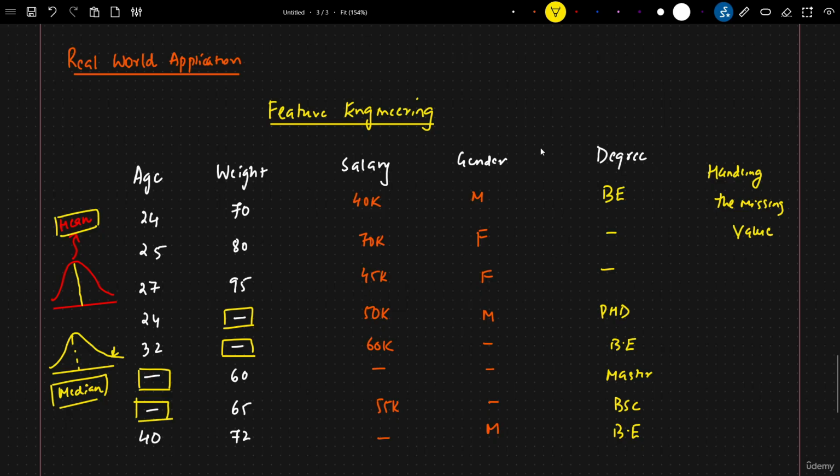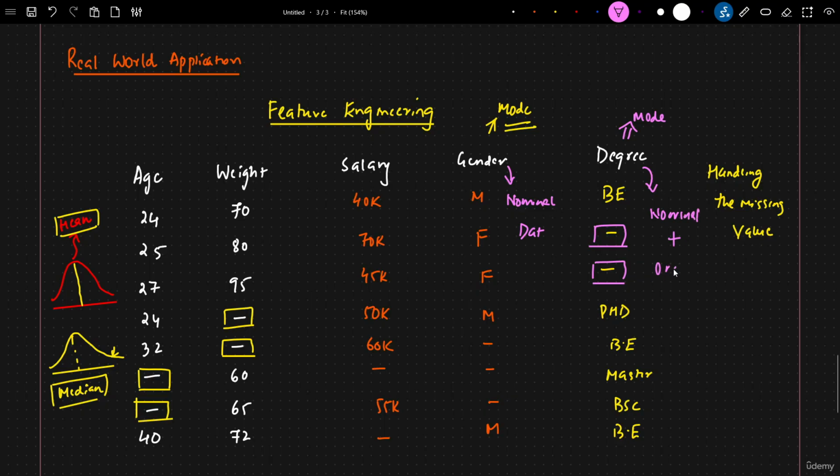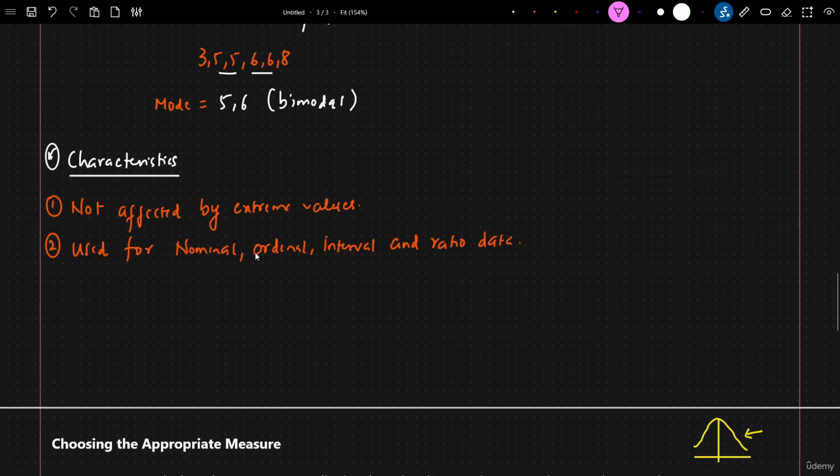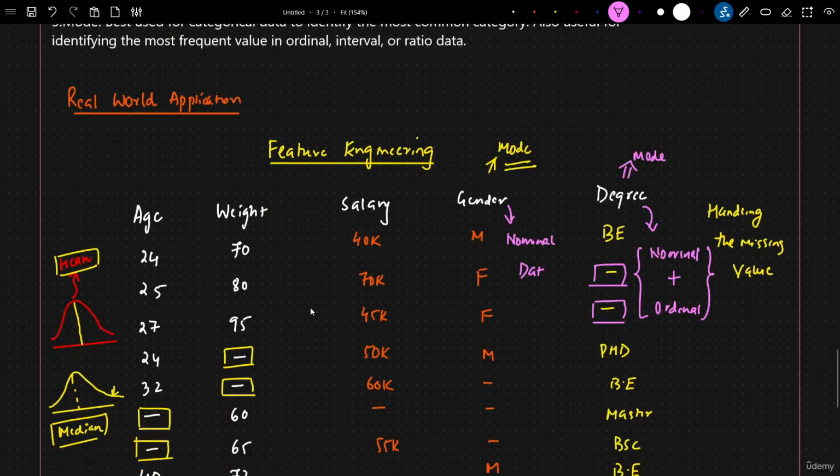Now see, with respect to gender, if I want to replace this missing value, what I can do is use the mode, because mode is suitable over here. Mode is suitable for nominal data. So this is my nominal data, right? Categorical data. Similarly over here also I can use mode. This is also categorical data. Why? Because this degree is also nominal and ordinal, right? So in this particular scenario also I can use mode, because mode satisfies all these conditions: nominal, ordinal, interval, and ratio data.